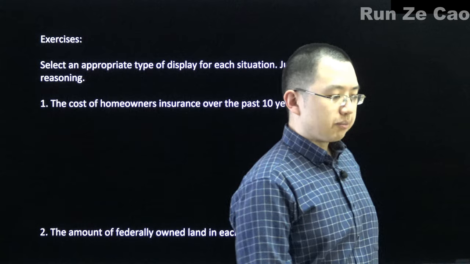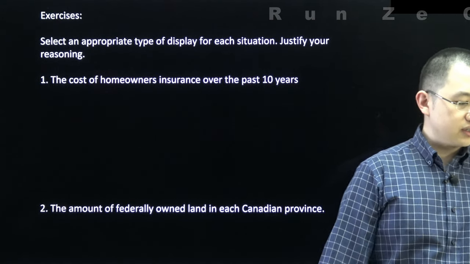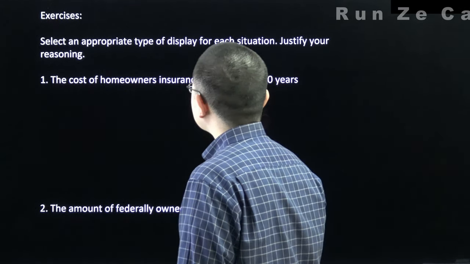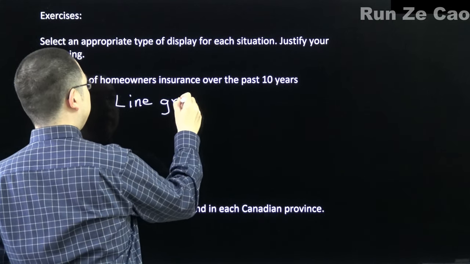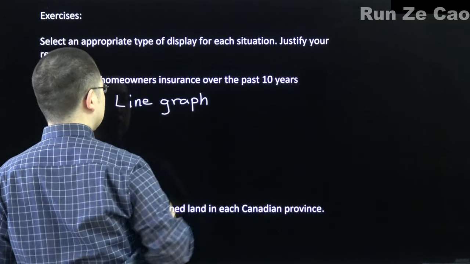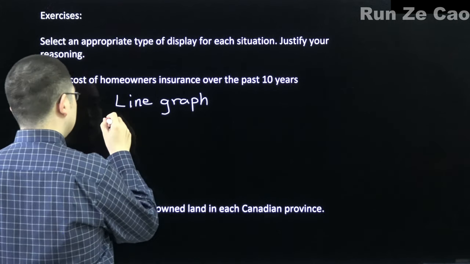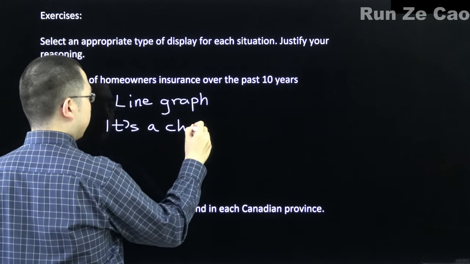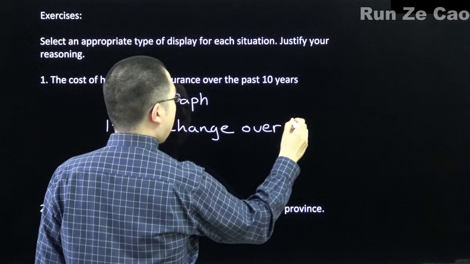Exercises. Select an appropriate type of display for each situation and justify your reasoning. The cost of homeowners insurance over the last 10 years. This is a change over time. So a line graph or a line chart is probably what you're looking for, because it's a change over time.